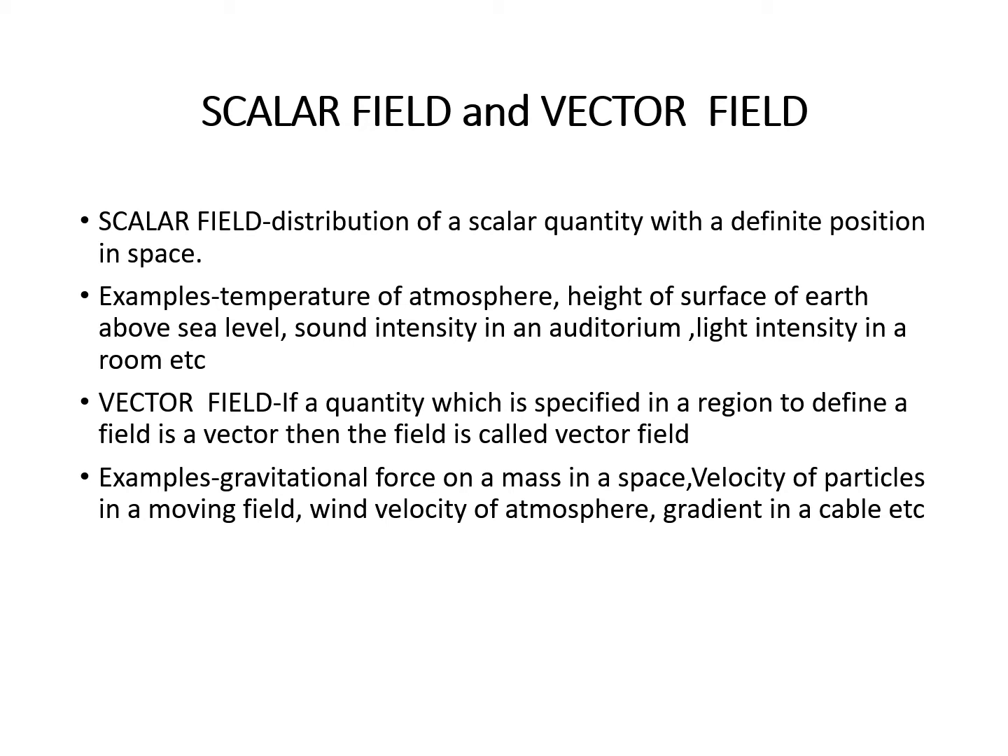Next, what is meant by vector field? If a quantity which is specified in a region to define a field is a vector, then the corresponding field is called a vector field. The examples of vector field are gravitational force on a mass in a space, velocity of particles in a moving field, wind velocity of atmosphere, voltage gradient in a cable, displacement of a flying bird in a space, magnetic field existing from north to south, etc.